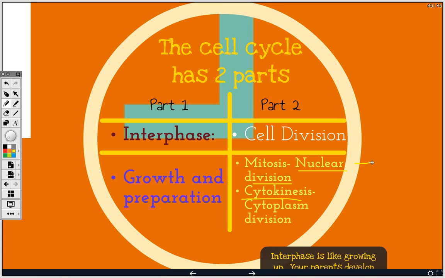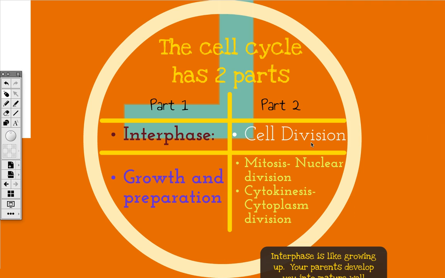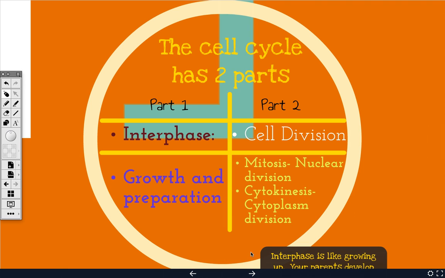Nuclear division is talking about the nucleus. That's where the nucleus divides, where our DNA gets split in half, and that is mitosis. So there are two parts to our cell cycle. The first part is interphase, where our cell is just sitting there, growing and preparing itself. The second part is when the cell finally divides or splits in half.